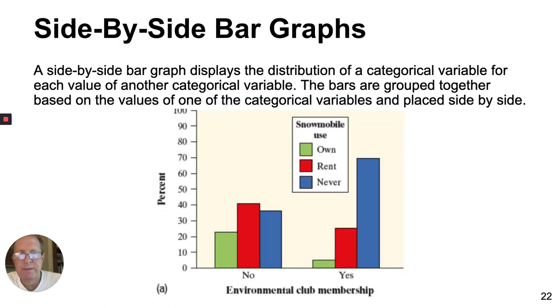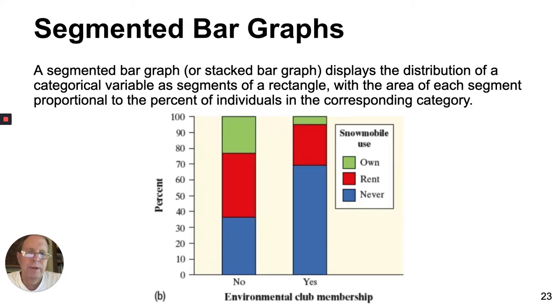Likewise, I did the same thing for the environmental club memberships for people who said yes. Notice with the right-hand side, we've got a large number of people who said yes, and of the large number of people who said yes, most of them had never used a snowmobile. So my column on the right is where I stack all of those, and you can see most of it is blue.